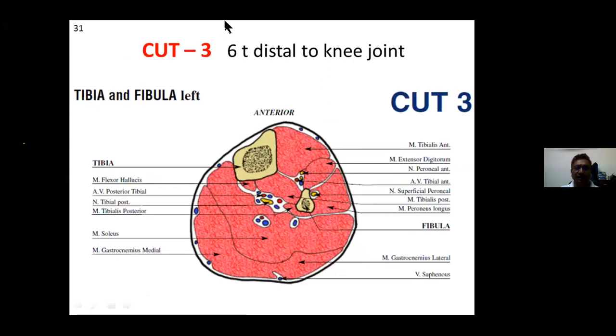Cut 3, it is 60 distal to the knee joint. Major neurovascular bundles lie in the space between the tibia and fibula. All the major vessels are in between the tibia and fibula in the cut 3 position. Anterotibial vessels lie on the interosseous membrane, including the deep peroneal nerve. Posterolateral vessels and nerve are sandwiched between the soleus and tibialis posterior muscle.